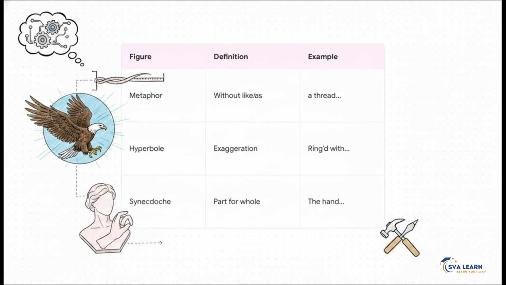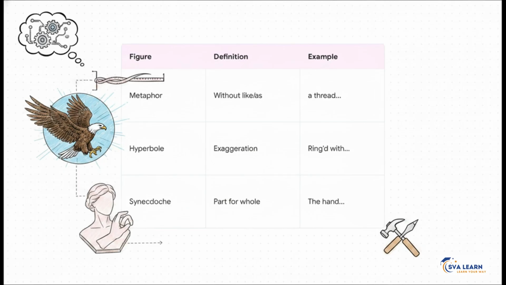Now, as you advance, you'll encounter even more sophisticated filters. Let's run through a few. First, metaphors. These are comparisons, but without the safety net of like or as. They just straight up state that one thing is another, like calling life a thread the length of a span. Next, we have hyperbole. This is extreme exaggeration for dramatic effect, like saying an eagle is ringed with azure world, as if the entire blue sky belongs only to that one bird.